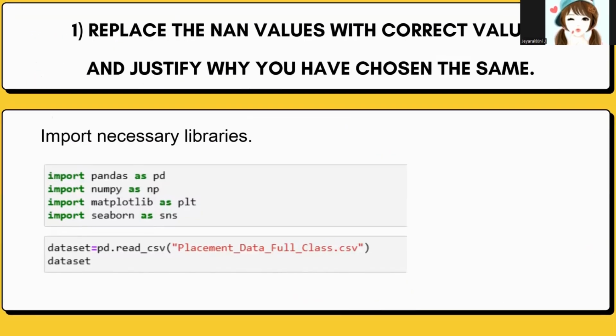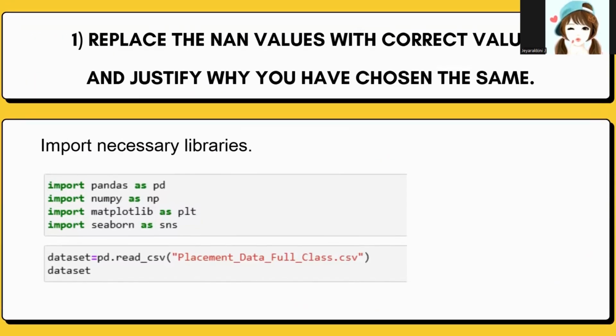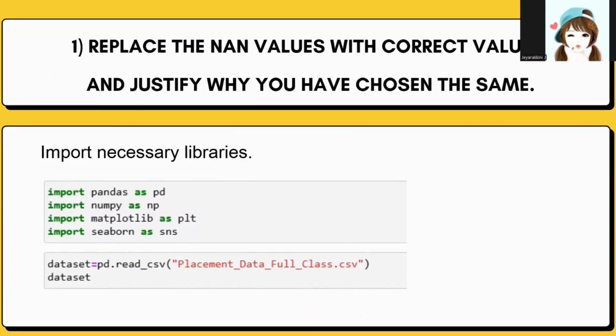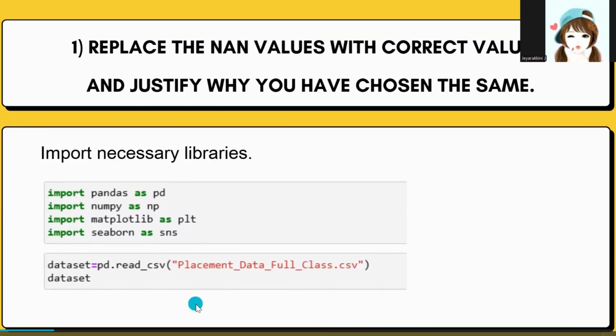First, we are importing the necessary libraries: Pandas, NumPy, Matplotlib, and Seaborn. Then I'm uploading the dataset here using the variable dataset.